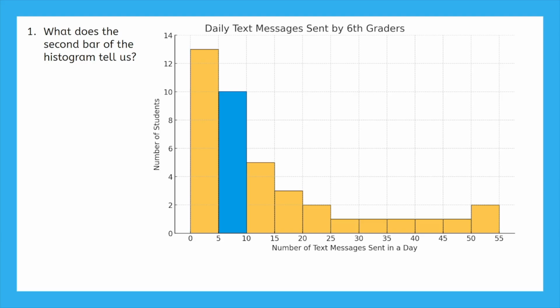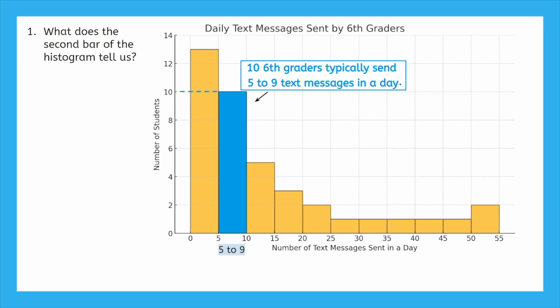So, what does the second bar of the histogram tell us? What's the bin of this bar? It's 5 to 9. But 5 to 9 of what? 5 to 9 text messages sent in a day. How many 6th graders typically send 5 to 9 text messages a day? This bar lines up with 10, so this bar is telling us that 10 6th graders typically send 5 to 9 text messages in a day.